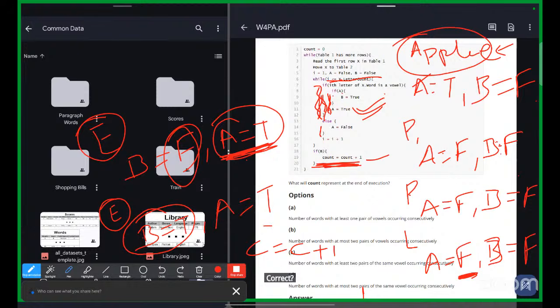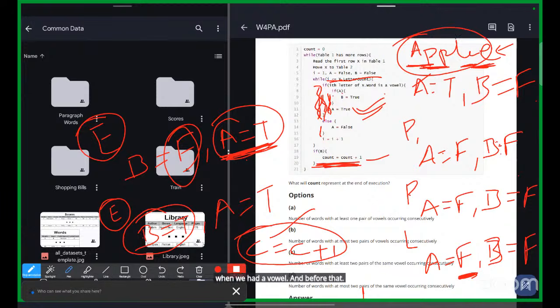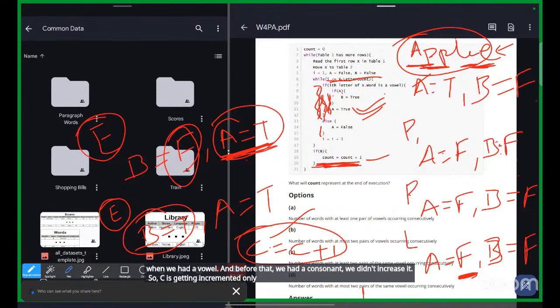So when did we increment count? When we had two consecutive vowels. Correct? When we had consecutive consonants, we didn't increase. When we had a consonant, and before the consonant we had a vowel, we didn't increase the value for count. When we had a vowel and before that we had a consonant, we didn't increase C. So C is getting incremented only when the consecutive letters are vowels.